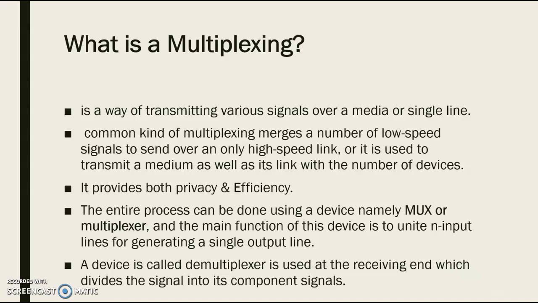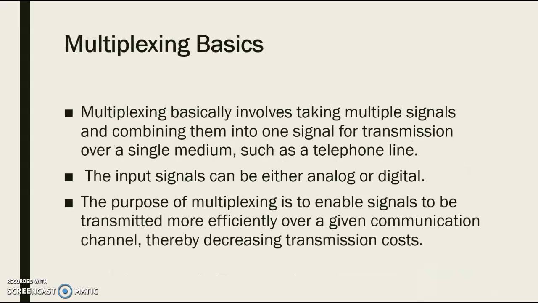So what is multiplexing? It is a way of transmitting various signals over a media or single line. It provides both privacy and efficiency. That entire process can be done using a device, namely a MUX or multiplexer, and the main function of this device is to unite input lines for generating a single output line. A device called the demultiplexer is used at the receiving end, which divides the signal into its component signals.